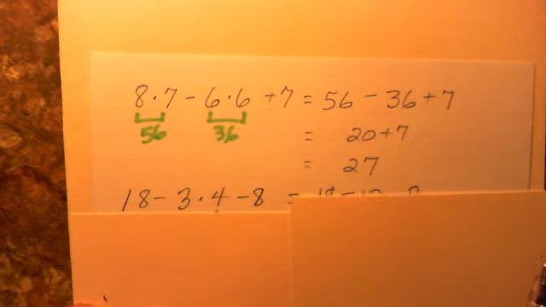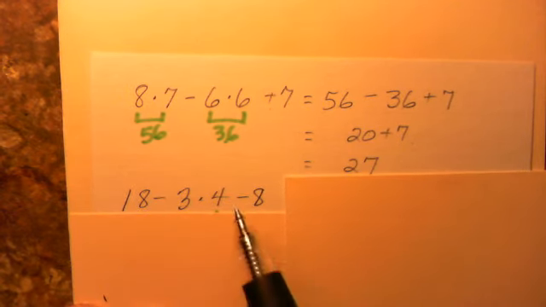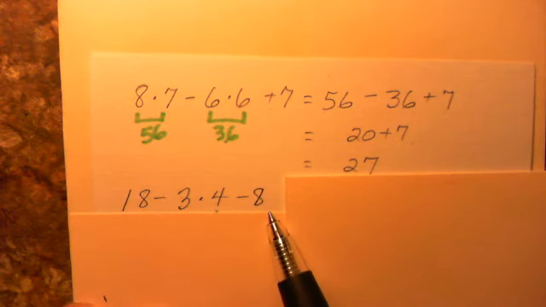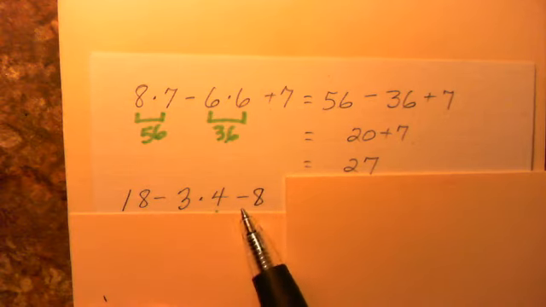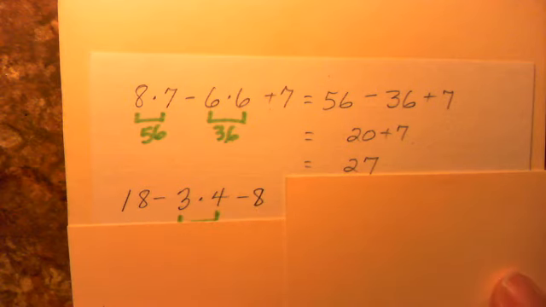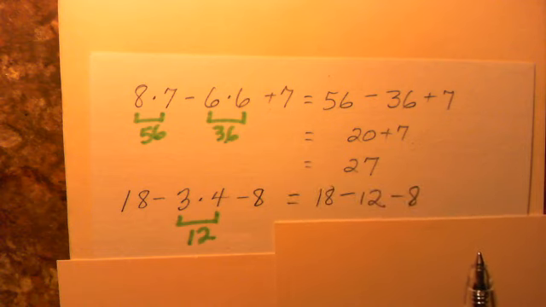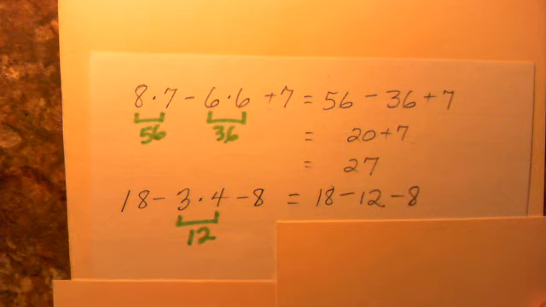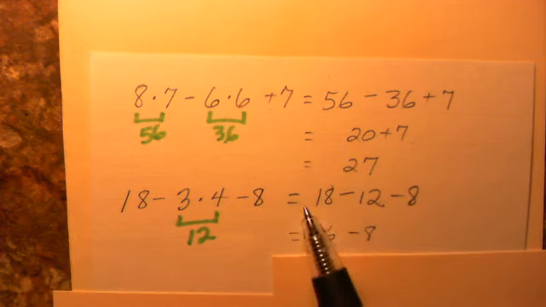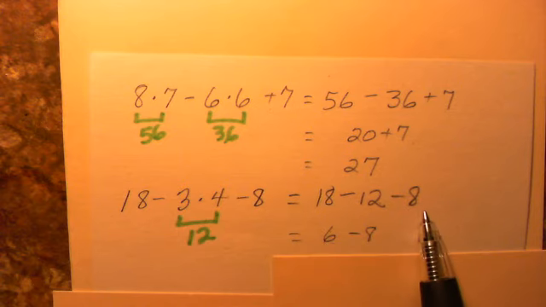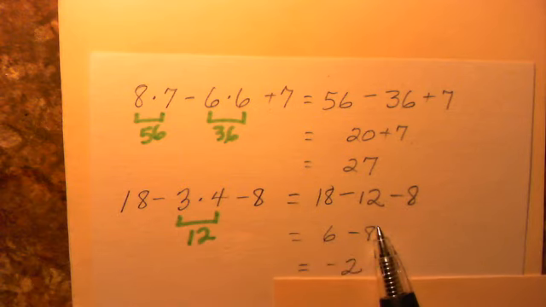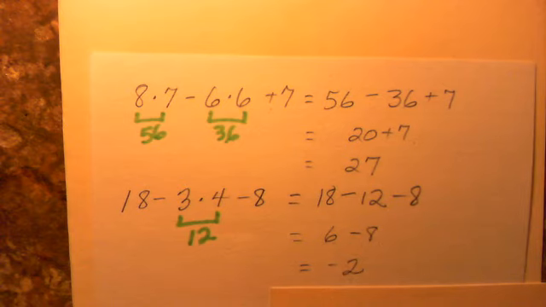Let's look at another one with just numbers. If we have these numbers and operations to simplify: subtract, multiply, subtract, we know that multiply comes first. So we do that first. 3 times 4 is 12. Now we can rewrite the expression as 18 minus 12 minus 8. Now we only have subtraction left, so we do the subtraction in order left to right. 18 minus 12 gives us 6, and bring down our minus 8. And 6 minus 8 gives us negative 2.